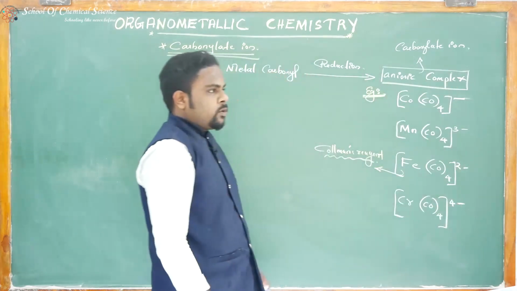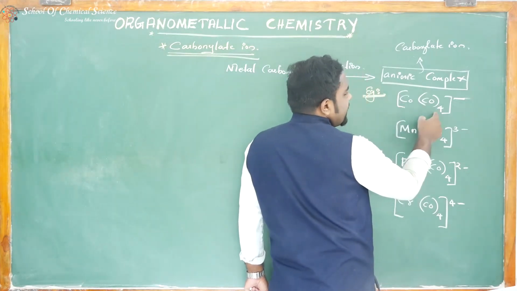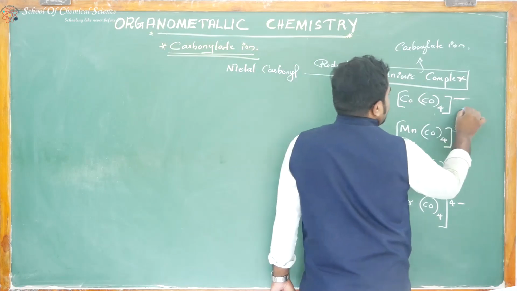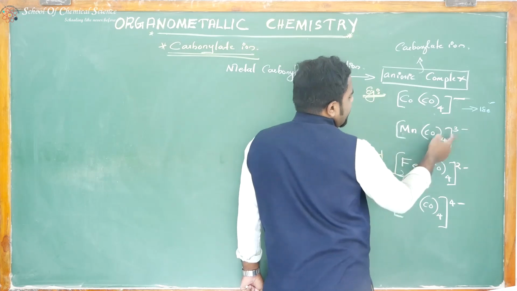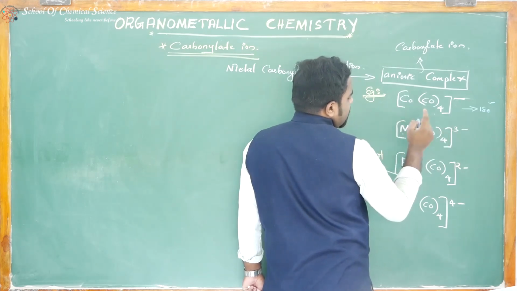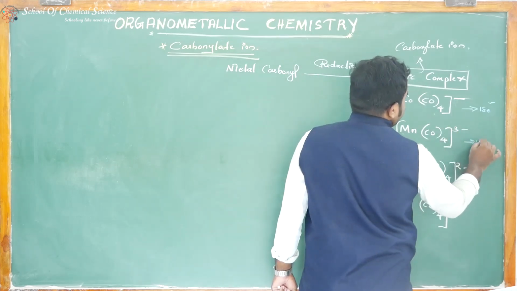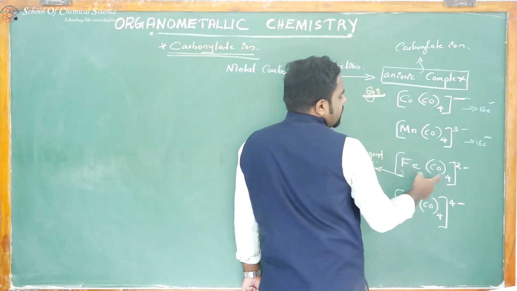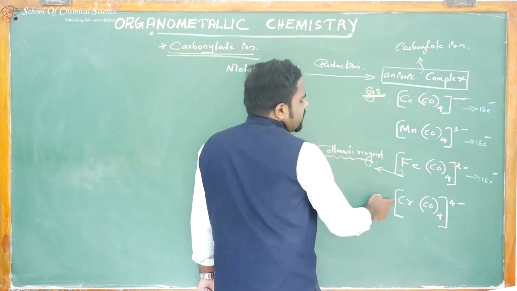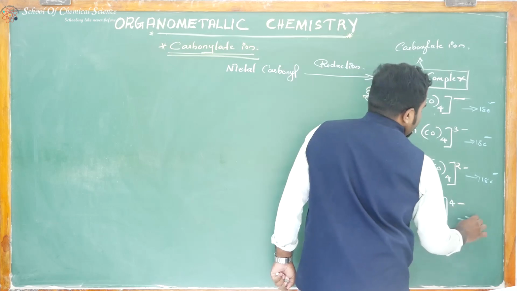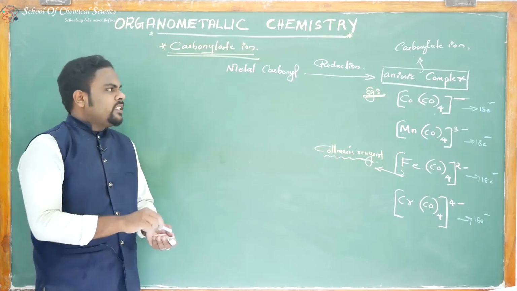All of these obey the 18 electron rule. For example, cobalt 9 plus 8 is 17 plus 1 is 18. Manganese 7 plus 8 is 15 plus 3 is 18. Iron 8 plus 8 is 16 plus 2 is 18. Chromium 6 plus 8 is 14 plus 4 is 18. So generally, carbonylate ion obeys which rule? 18 electron rule.